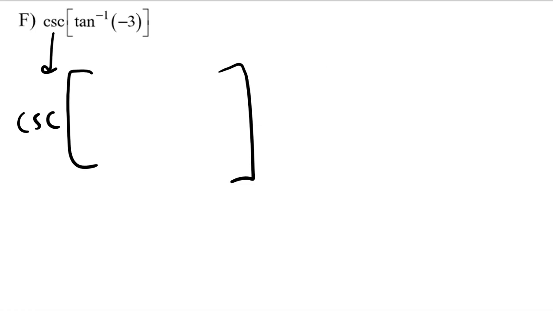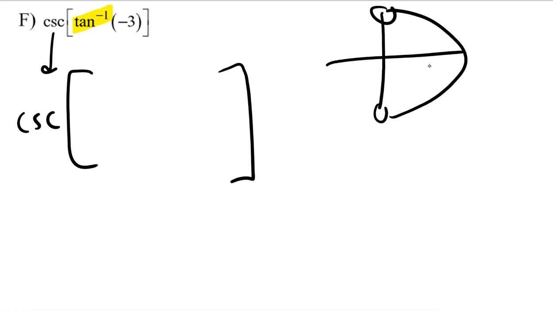So the next best thing is to say, well, inverse tangent only cares about quadrants 1 and 4. In quadrant 1, tangent's positive, and in quadrant 4, tangent's negative. Since this is inverse tangent of something negative, I know I should draw a triangle that looks like he's in quadrant 4.